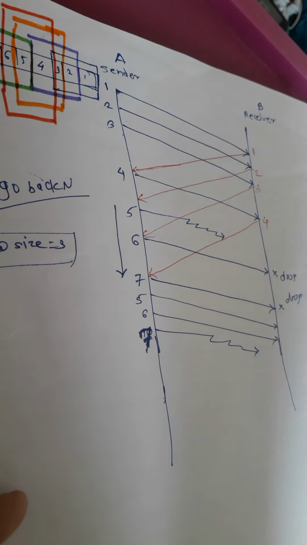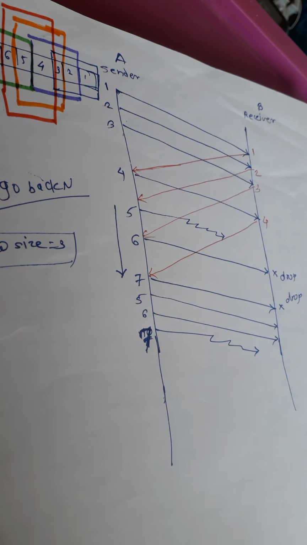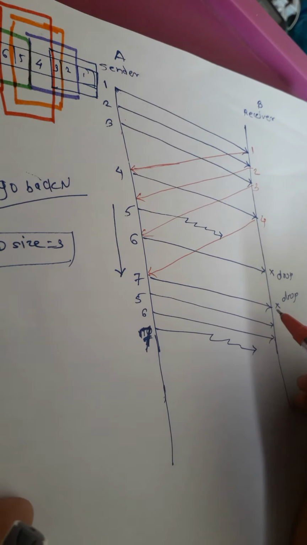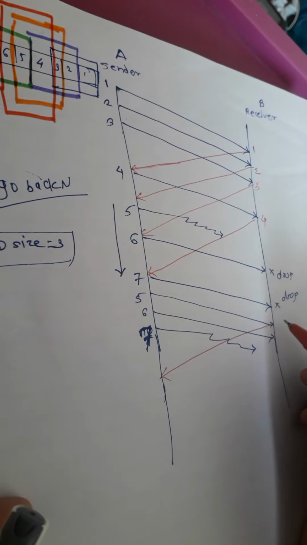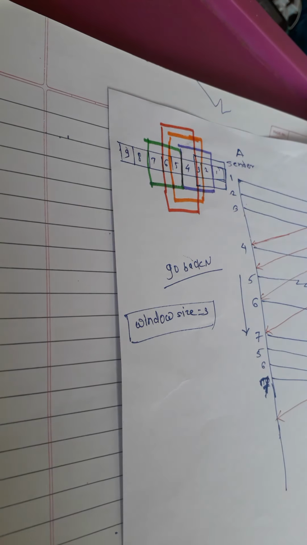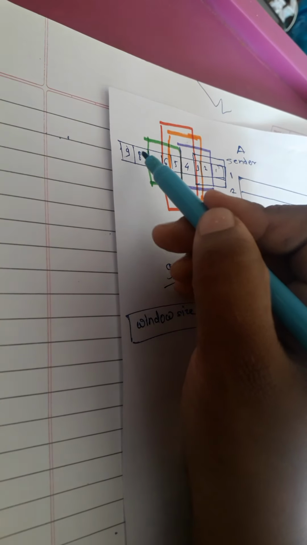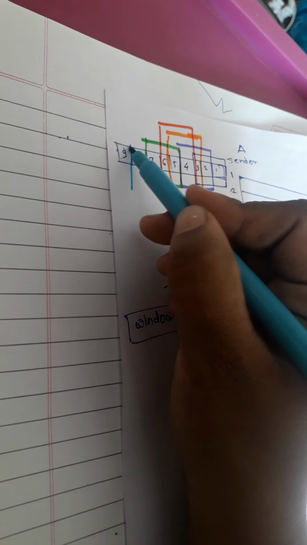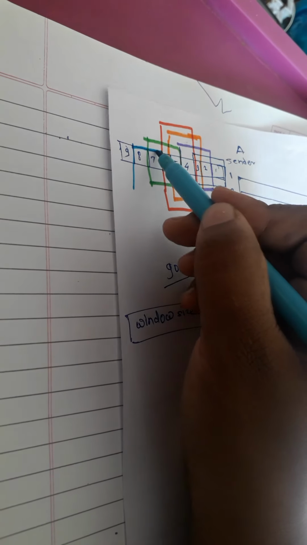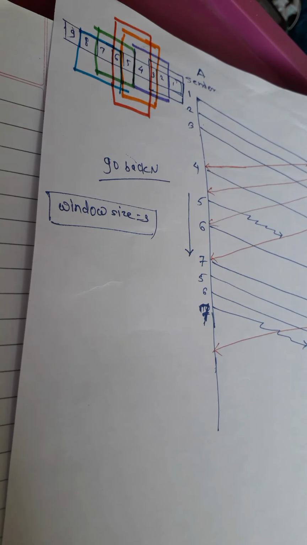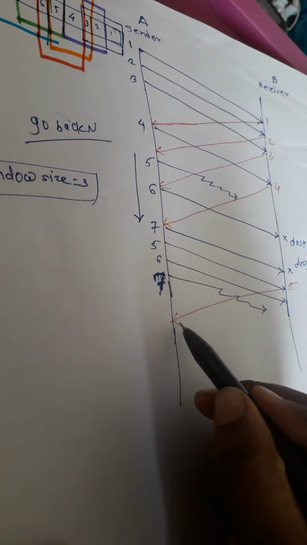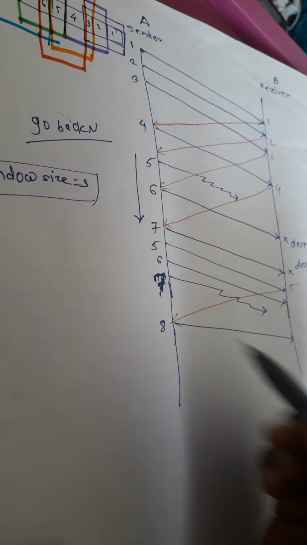Okay, so 5, 6, 7 have been transmitted by the sender. Now suppose the 5th has been received by the receiver. Now the receiver is going to transmit the acknowledgement for the 5. Once the 5th acknowledgement is received, the sender side window will shift to the left. Now the window will consist of 6, 7 and 8. According to the window, again the 8th frame will be transmitted.